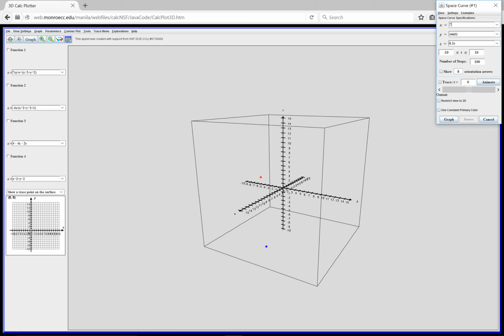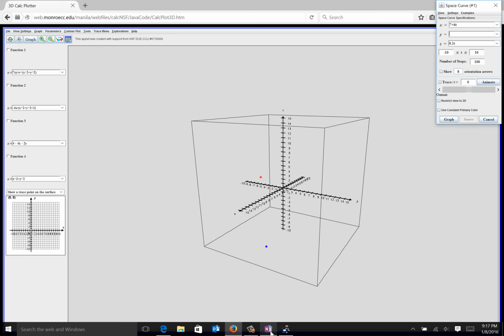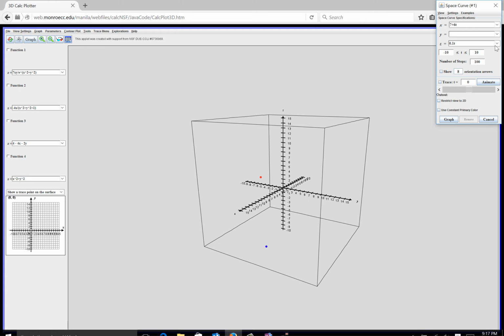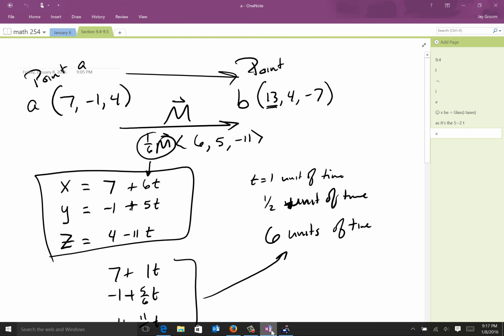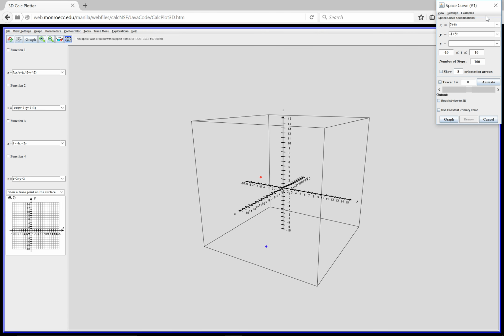So it was 7 plus 6t. In the middle it was, oh crud, what was it in the middle? Negative 1 plus 5t. And the bottom one, it was 4 minus 11t.